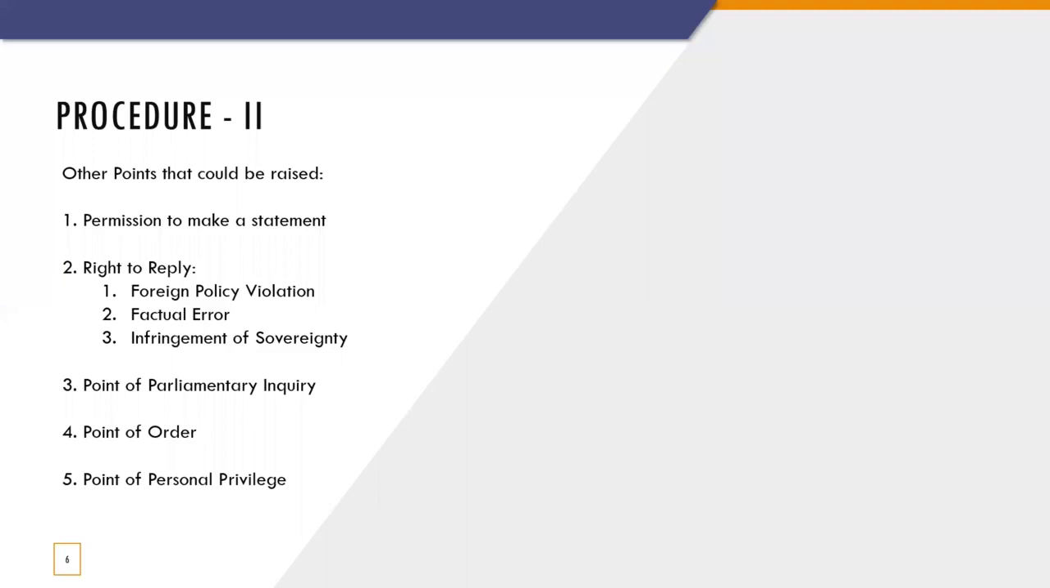So the first ground, the foreign policy violation, is where, for example, a delegate representing country A does not actually follow the policy that country A follows. For example, if I was a delegate of the US and I said something contrary to my policies, that does not go in line with what the official US government has been going forward with, then another delegate can come up and bring a right to reply based on foreign policy violation and point that out.